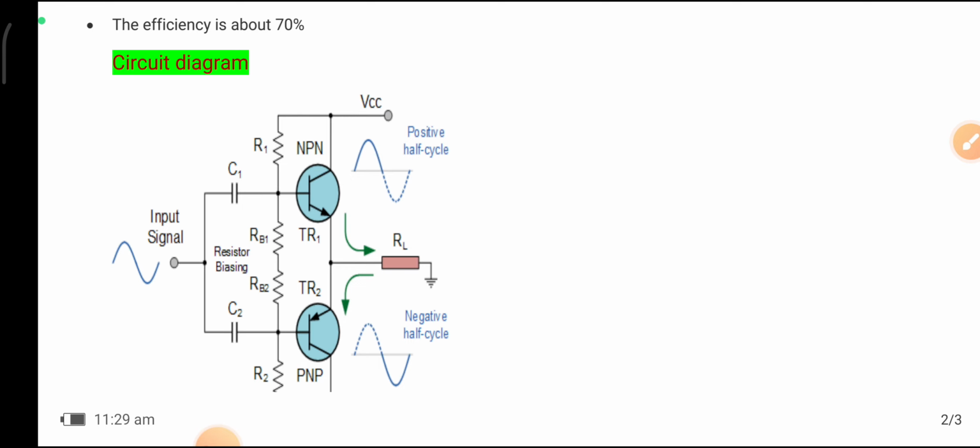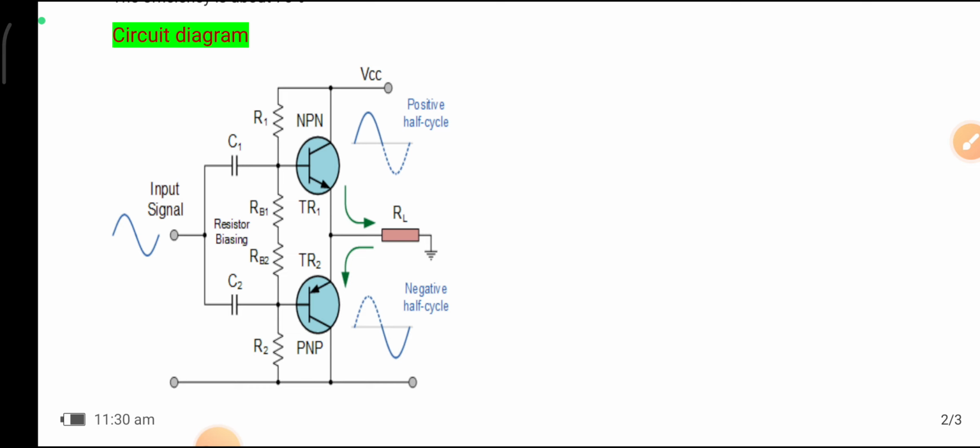Efficiency means the ratio of output power, which is AC, and input power, which is DC. So I repeat, efficiency is the ratio of the output power and input power. Output power is in the form of AC power, input power is in the form of DC power. So the class B push pull amplifier uses almost all the DC input and converts it to AC power. This is the circuit diagram.